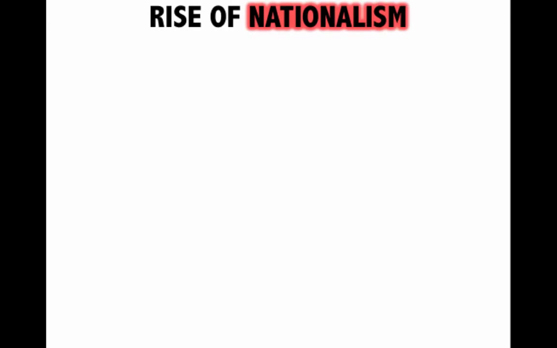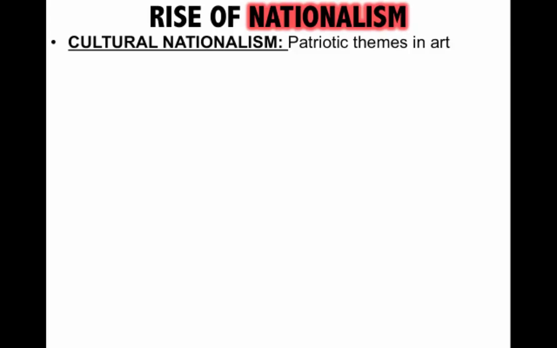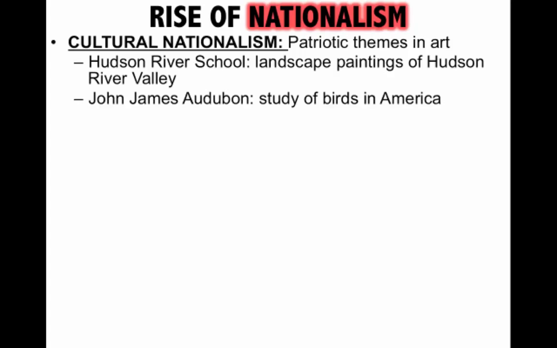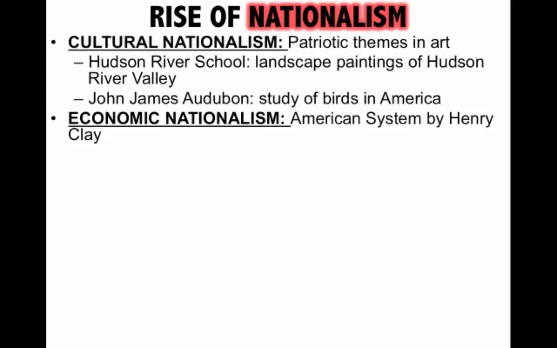One of the key ideas happening during this time period as well is the rise of nationalism. And really you see cultural nationalism, where patriotic themes can be seen in art, literature, and other forms. So you have the Hudson River School, where people are painting landscape paintings of the Hudson River Valley, celebrating the natural beauty of the North American continent. You have men like John James Audubon studying the birds of North America. So you have all this cultural nationalism after the War of 1812. Economic nationalism can best be seen in the American System by Henry Clay, where he talks about the need for the Second Bank of the United States.